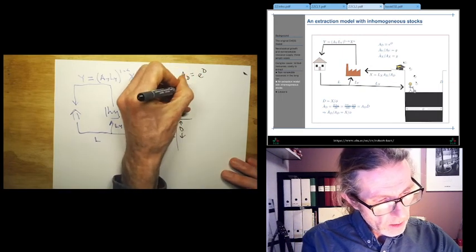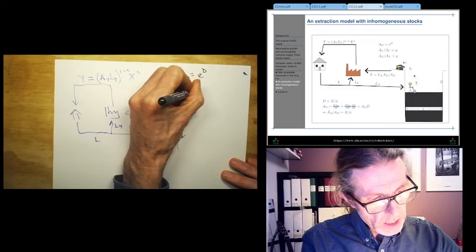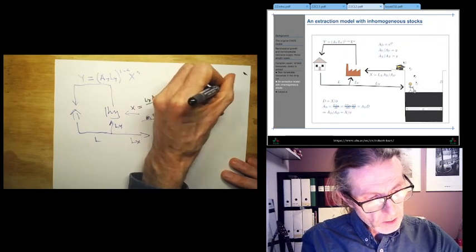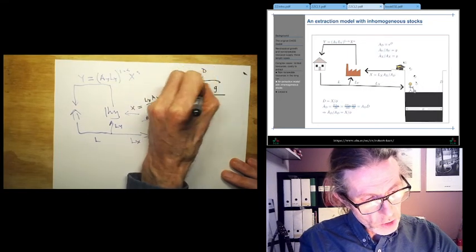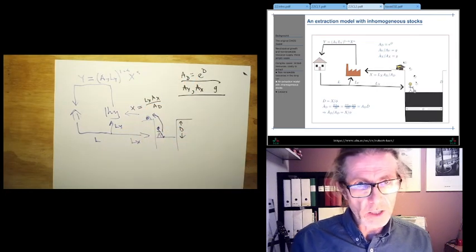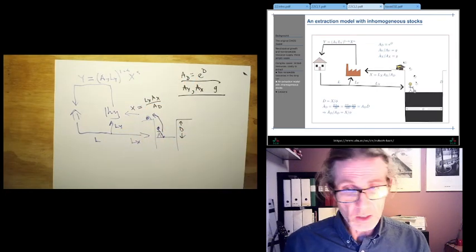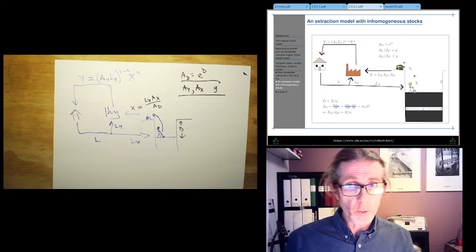And AY and AX, they both grow at G. So that AY dot over AY is G, AX dot over AX is G. So we just keep that nice and simple.